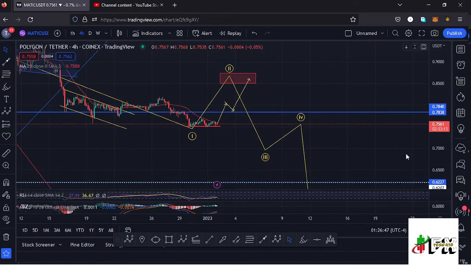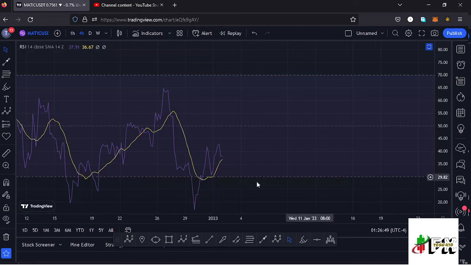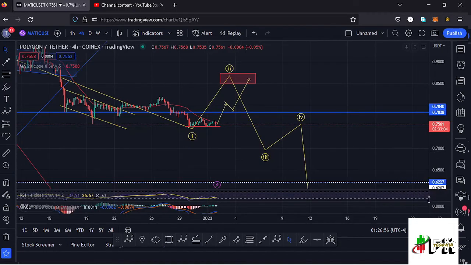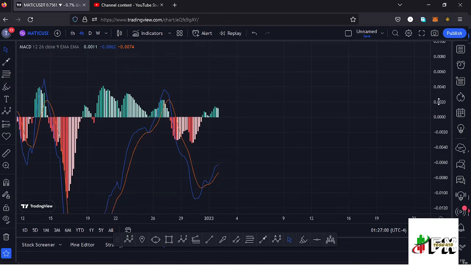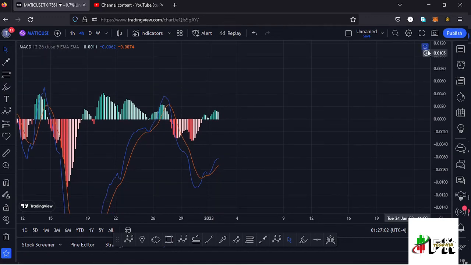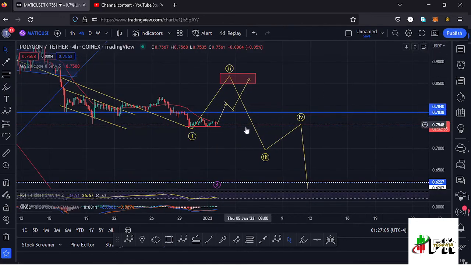Also taking a look at the indicators here on the RSI, we are trading at around the 38 mark, meaning we have massive room for us to support any movements to the upper side. Also taking a look at the MACD, on the MACD we have printed a bullish cross. We are also seeing an increase in the buying momentum, so let's be patient and see how that plays out, and I'll keep you updated.